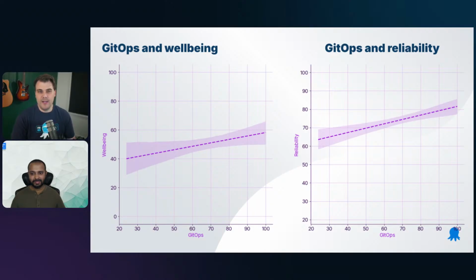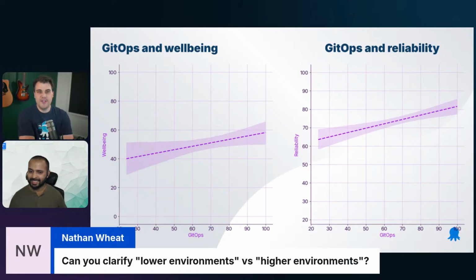Absolutely, awesome. We had a question come in from Nathan. Good to see you, Nathan. Can you clarify lower environments versus higher environments? I think this was maybe where we were talking about the lower environments being the earlier stage environments, in the traditional environment progression. You might have development and then test and then UAT, staging, production, those environments that flow upwards to production. I think that's what we're talking to with that terminology there.